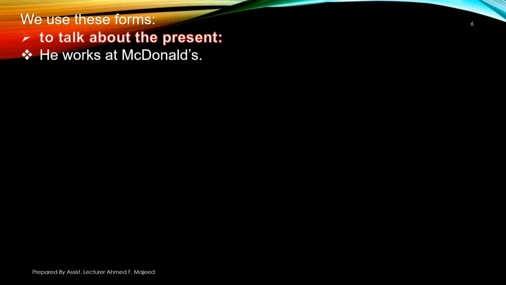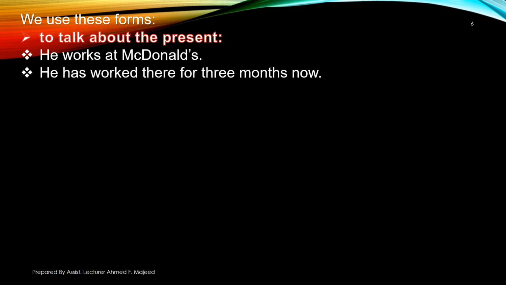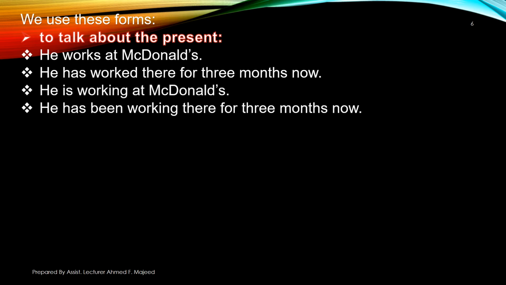So we use these forms to talk about the present. For example, he works at McDonald's. He has worked there for 3 months now. He is working at McDonald's. And he has been working there for 3 months now. These are the uses of the present tense to talk about the present time. London is the capital of Britain.